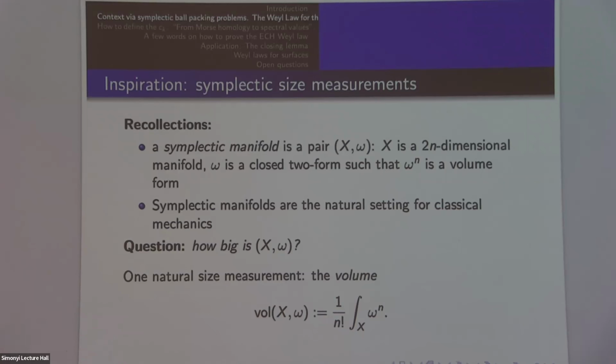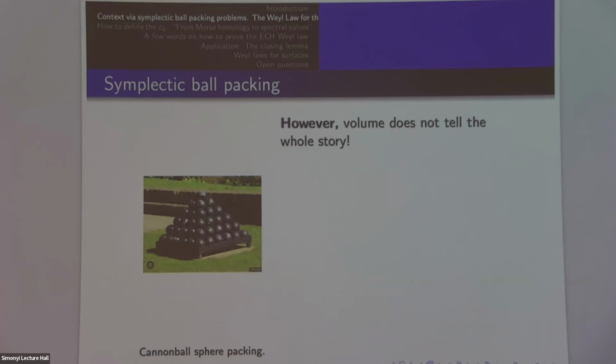It's certainly a good size measurement. What might it mean to be a size measurement? Maybe the main point is that if I embed one symplectic manifold into another, a good size measurement had better have the property that it's no bigger for the thing I'm embedding than the target that I'm embedding it into, and that's certainly true of the volume. So pretty good. However, it certainly doesn't tell the whole story.